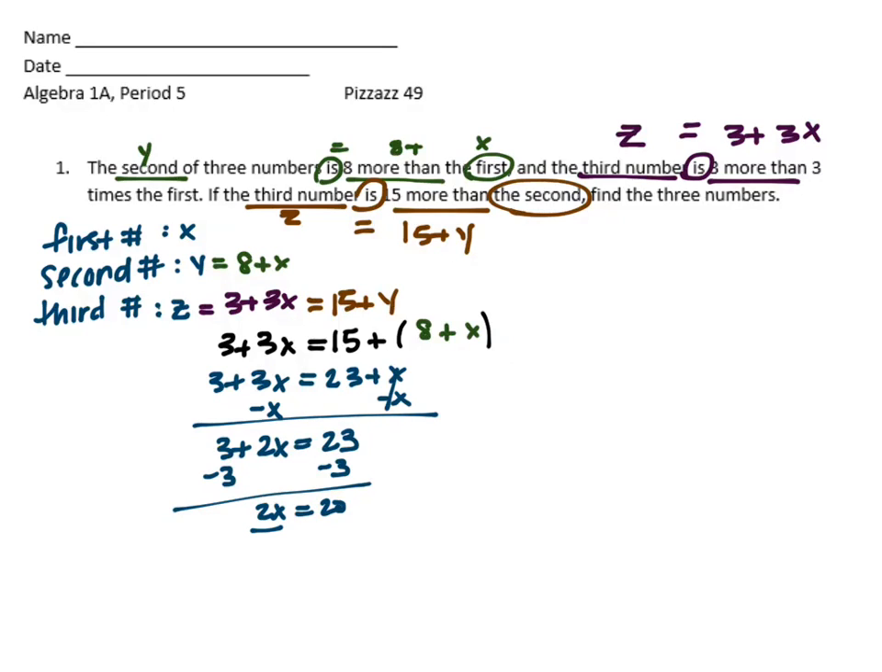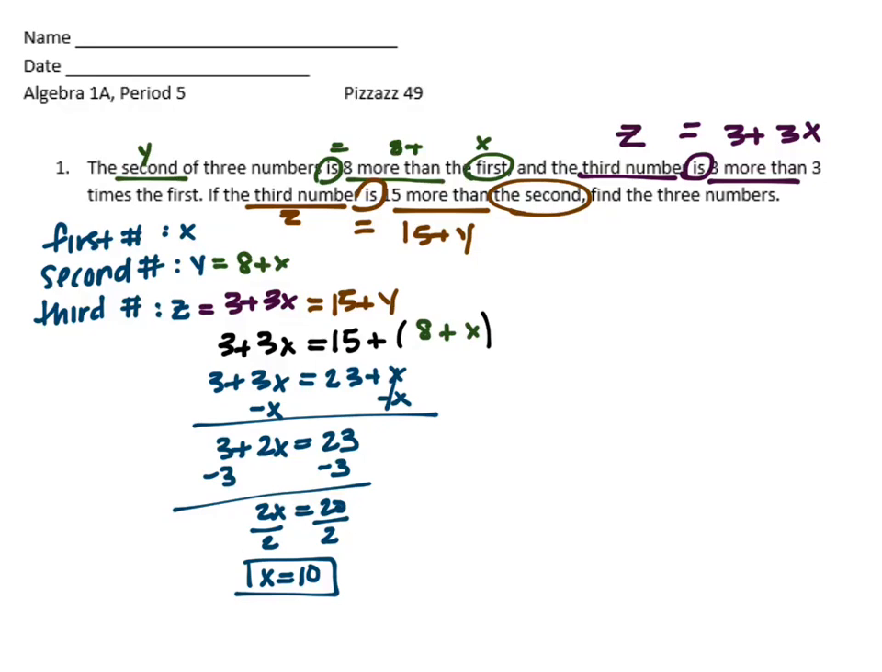I can also do the math by dividing both sides by 2 and find that in fact x is equal to 10. So if x is equal to 10, I can go ahead and find out what y and z are respectively. So let's go back to the equation of the second number where y is equal to 8 plus x.